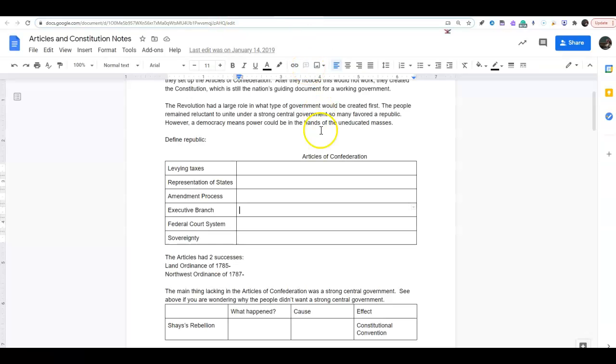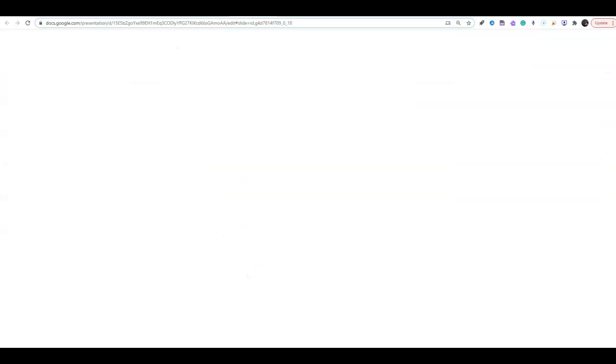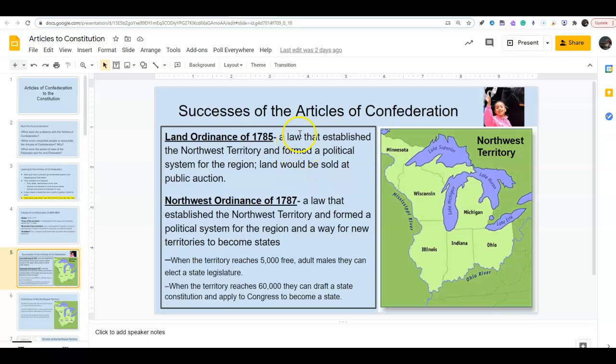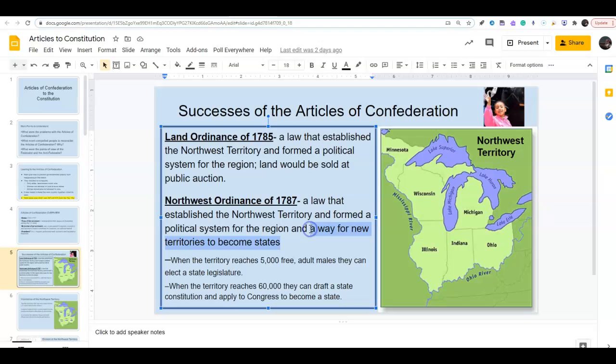So on your notes here, you have the Articles had 2 successes. Land Ordinance of 1785. The main thing I need you to know from Land Ordinance of 1785 is that it established the Northwest Territory. So it was a law that established the Northwest Territory, and its land would be sold at public auction. So know that about the Land Ordinance of 1785. The Northwest Ordinance of 1787, very similar to the Land Ordinance, however, it formed the political system and it gave a way for the new territories to become states. All right, and then that is mentioned right here in how those areas would end up becoming states.